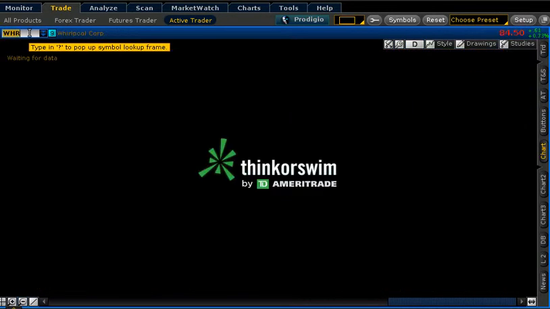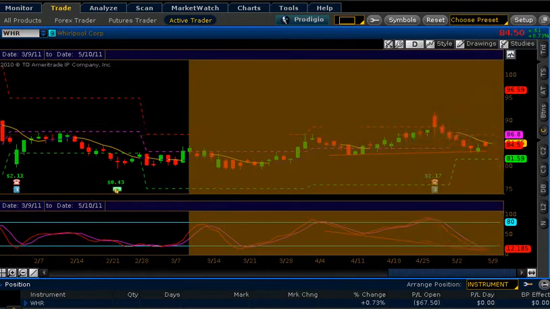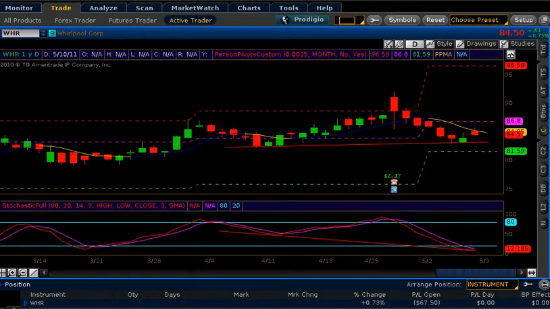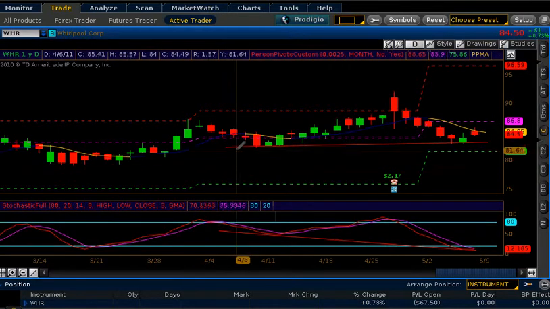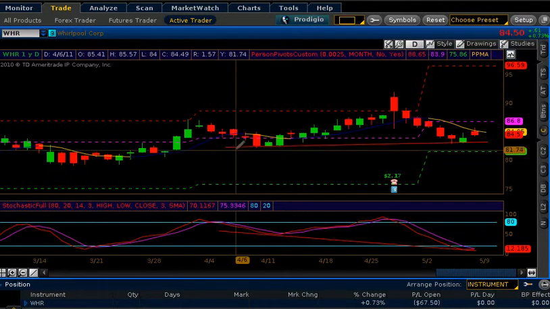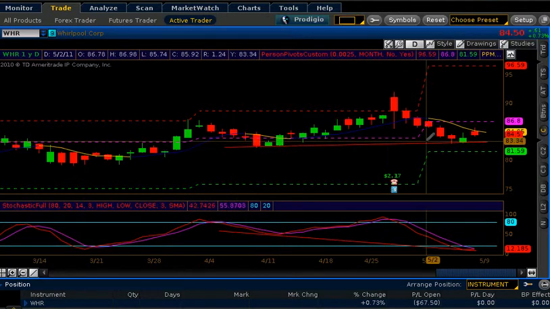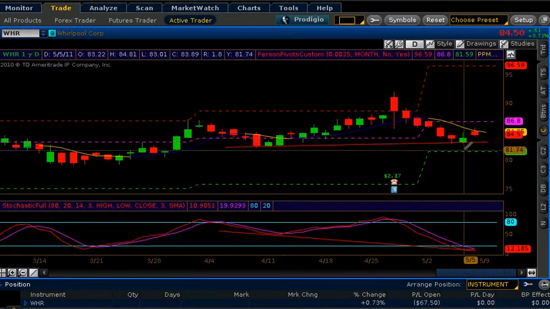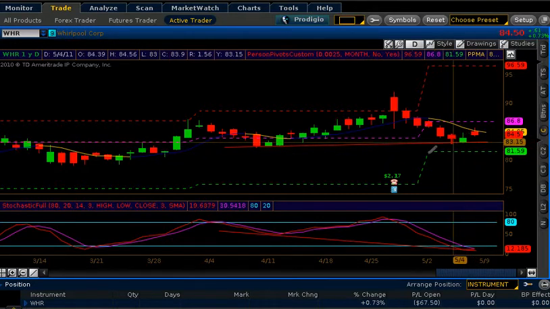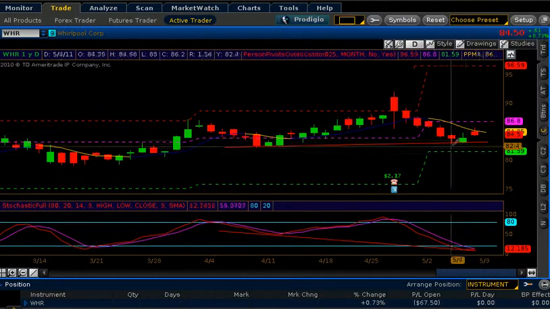Okay, like right here, this is a current position that I am holding. This is WHR. As you can see, I drew a trend line right here, and I drew a trend line right here. And then I drew a trend line on the stochastics. So this is coming down, didn't hit the trend line, but got close to the monthly support pivot. And the stochastics made a lower low, but the stock itself pulled back and did not make a lower low.